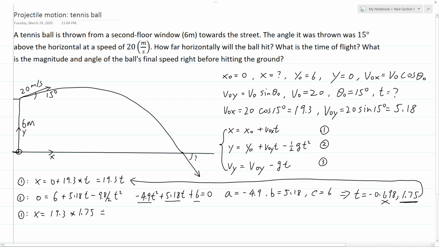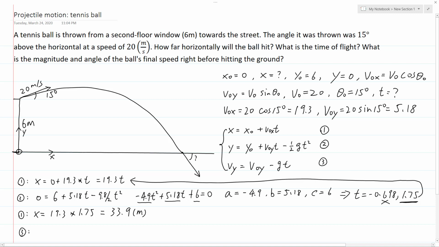And that gets us 33.9 meters. So this is the final answer. I'll put the unit in. Alright, so the next one is equation 3. Equation 3 here, that's this one here, final y velocity.